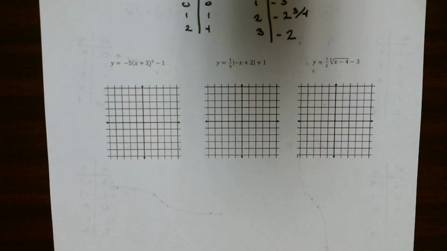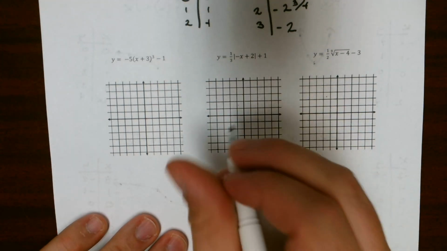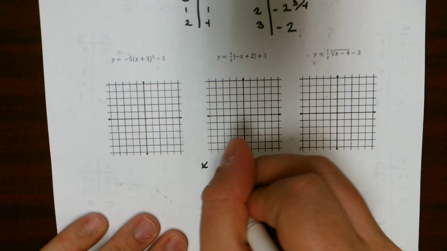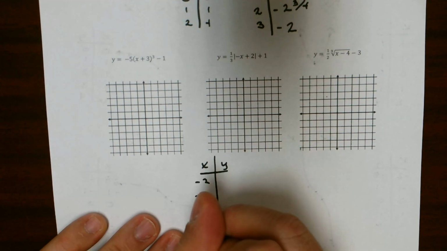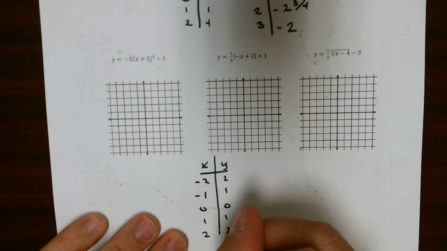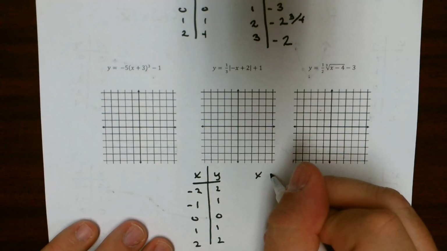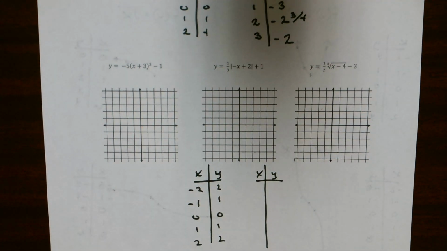Okay, we're back. And hopefully you've completed those 4 graphs that I've asked you to do, and now I'm going to do this one that I asked you to skip right here. Okay, so notice it's an absolute value, so I'm going to go ahead and pull the parent function table for absolute value. It's -2 to 2, and outputs 2, 1, 0, 1, 2. I'm going to make a new table for my final graph.